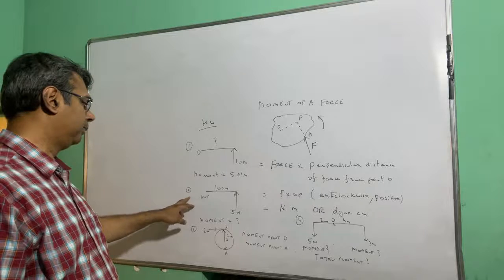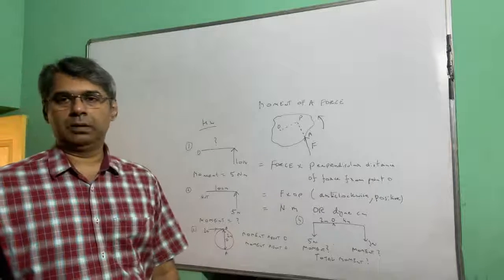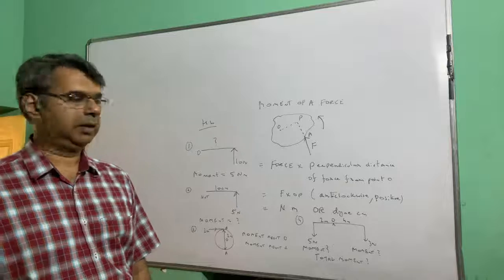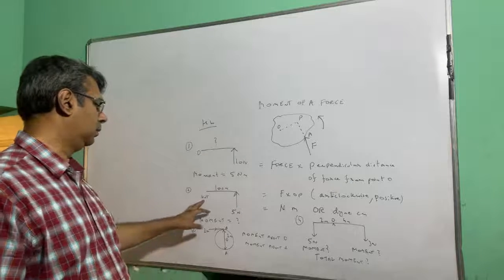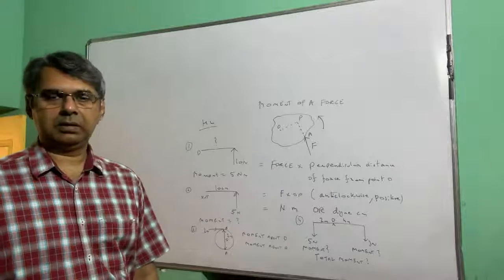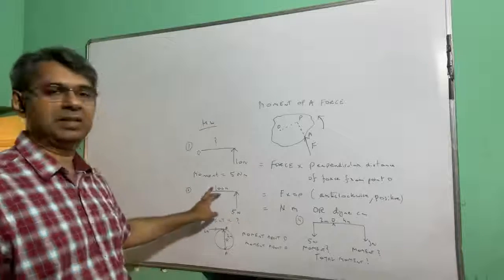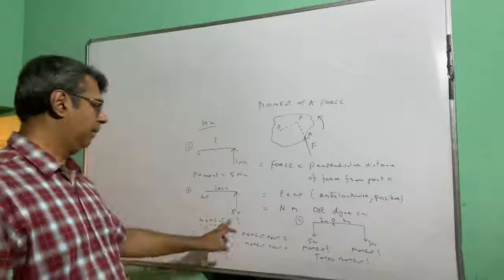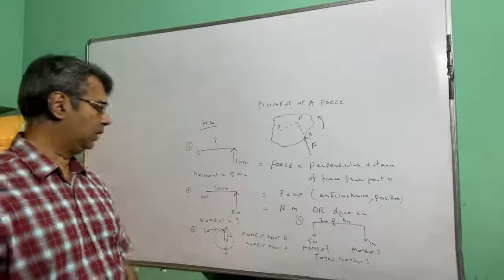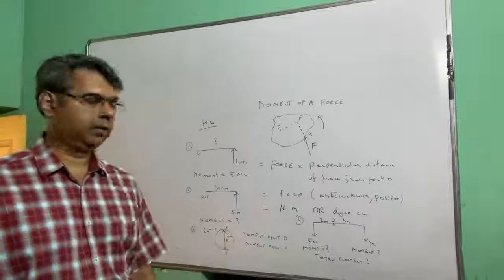Question number 2. I am loosening a nut using a wrench, and so the nut is the pivot. The length of the wrench is the perpendicular distance. So 10 centimeter is the length of the wrench. The force applied is 5 Newton. Question is, what is the moment?